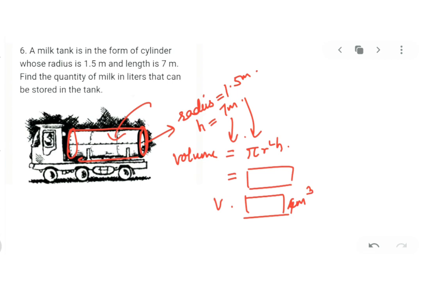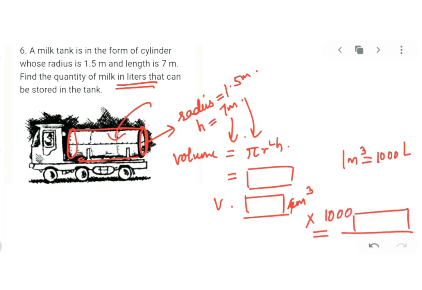So we want the volume in liters. So what we will do? 1 meter cube is equal to 1000 liters. So now whatever answer you will get, you have to multiply with 1000 so that your answer is converted into liters. Got my point clear?